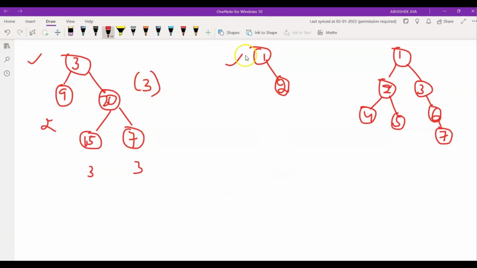Coming to this given binary tree, we have only one leaf node. So the number of nodes present from root to its farthest leaf, the only leaf node, is 2. We have two nodes. So the maximum depth of this given binary tree would be 2.